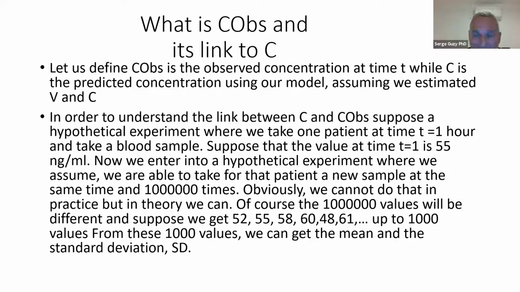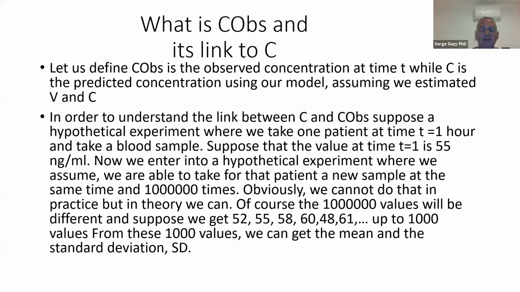If I was able to take the same patient and, let's say, 1 million times record this observation, what I would see is that basically I will get a distribution. I will get 52, 55, 58, 60, 48, 61, and let's say that I have just 1,000 values. Then I will see a distribution, which is called the distribution of my observation. Because my observation is characterized by a distribution, my observation is itself a random effect.